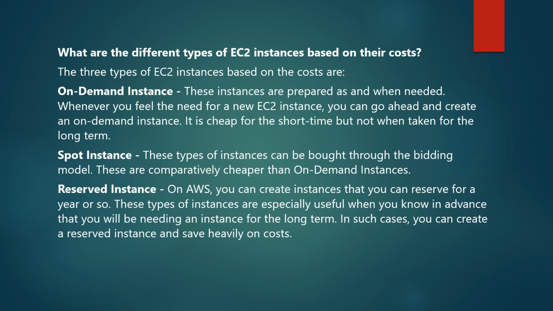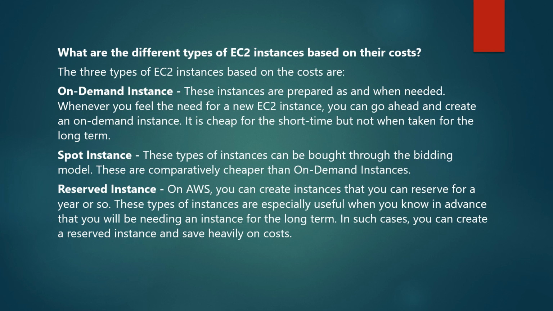What are the different types of EC2 instances based on their costs? The three types of EC2 instances based on the costs are on-demand instances. These instances are provisioned as and when needed. Whenever you feel the need for a new EC2 instance, you can go ahead and create an on-demand instance. It is cheaper for a short time, but not when taken for the long term.